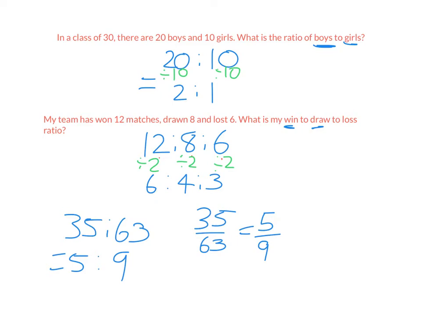Okay, 35 to 63 is 5 to 9. So you can only use your calculator when there are 2 numbers in the ratio, not like this where there are 3 numbers. So make sure you know when you can and can't use your calculator. Make sure you know how to divide each number in the ratio by the highest common factor. All right, let's look at dividing quantities in ratios and using ratios to find amounts.